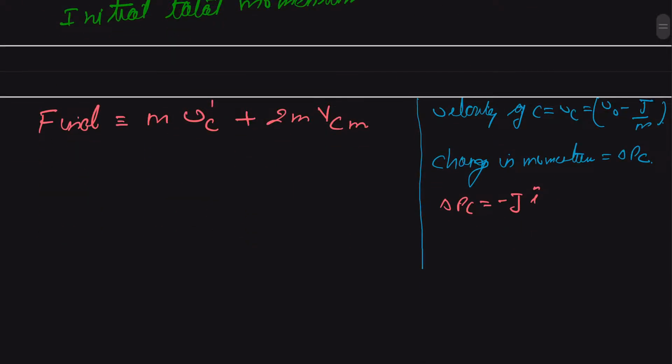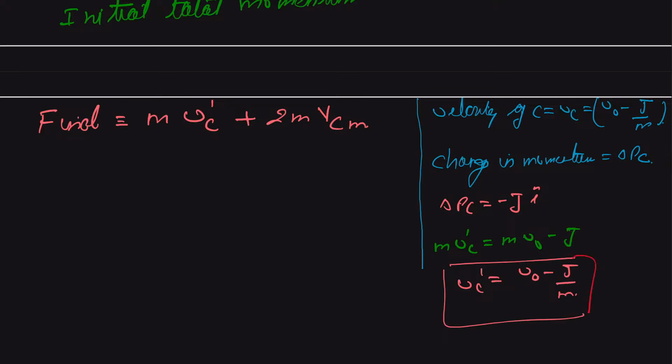Therefore, we can write that m times vc prime is equal to m v naught minus j. And therefore, we can write that our velocity vc prime is equal to v naught minus j upon m, which is our required part.